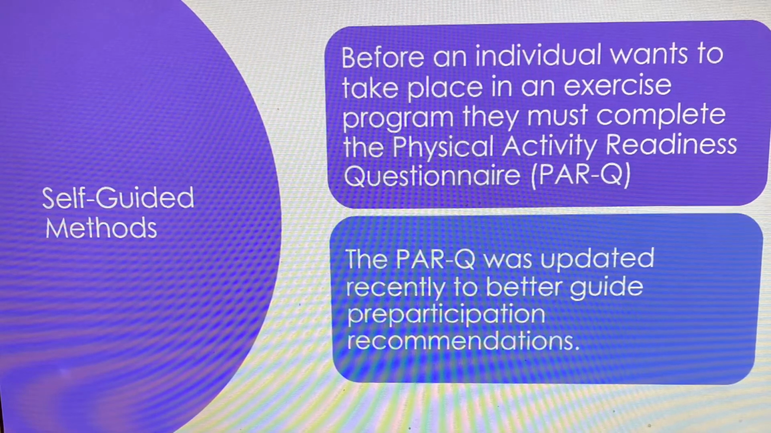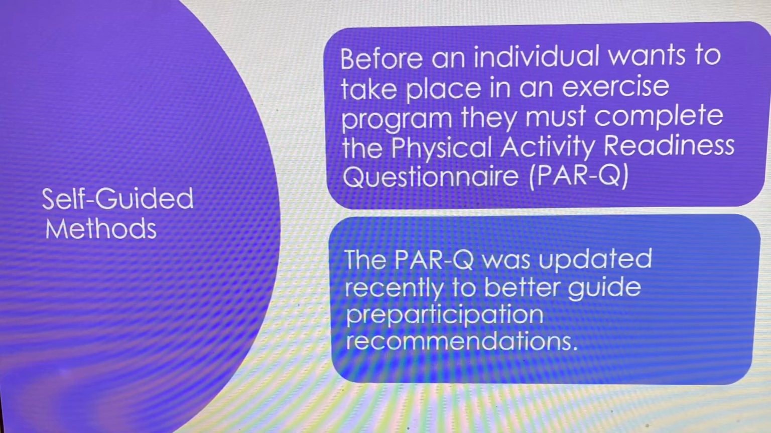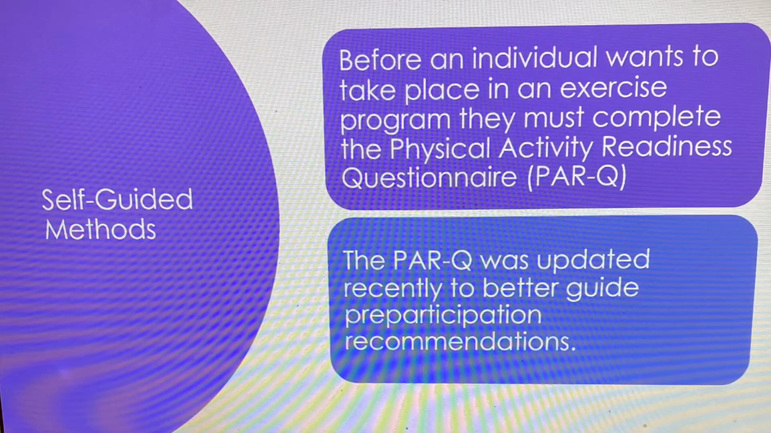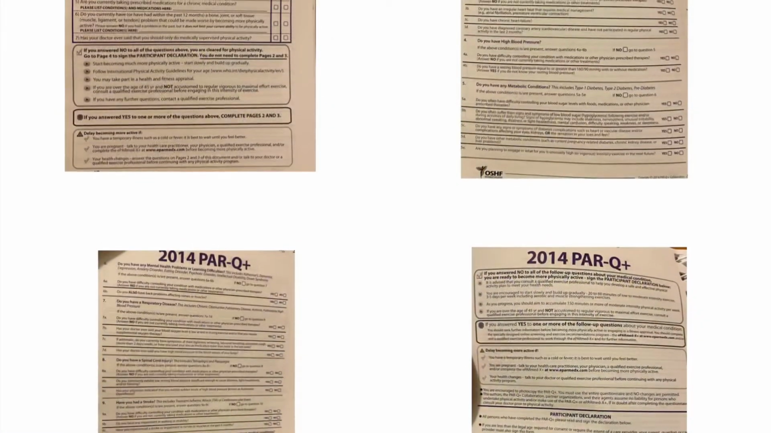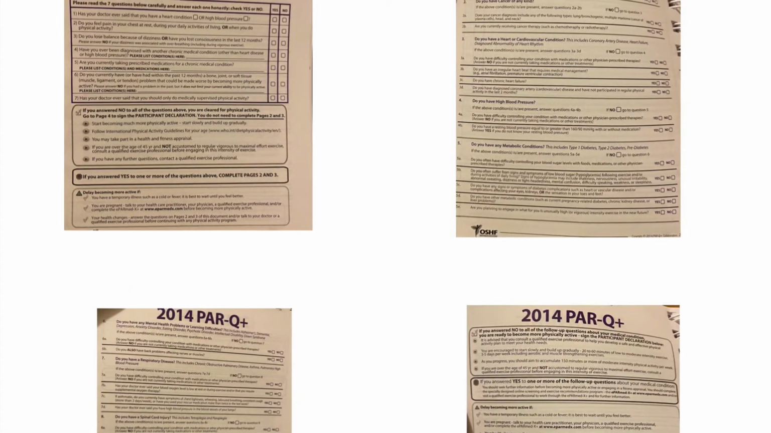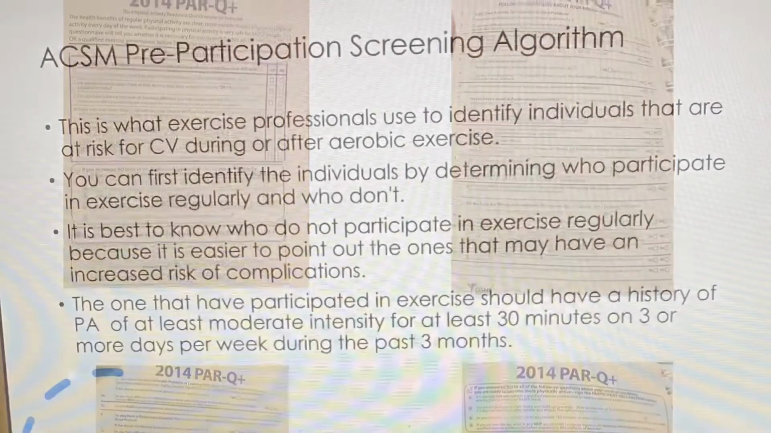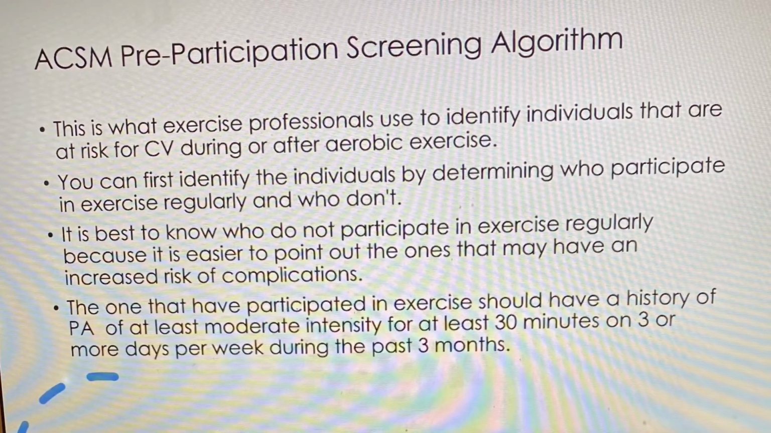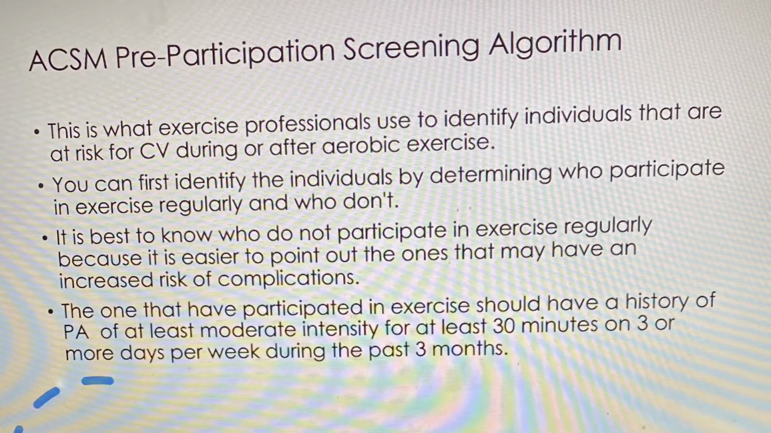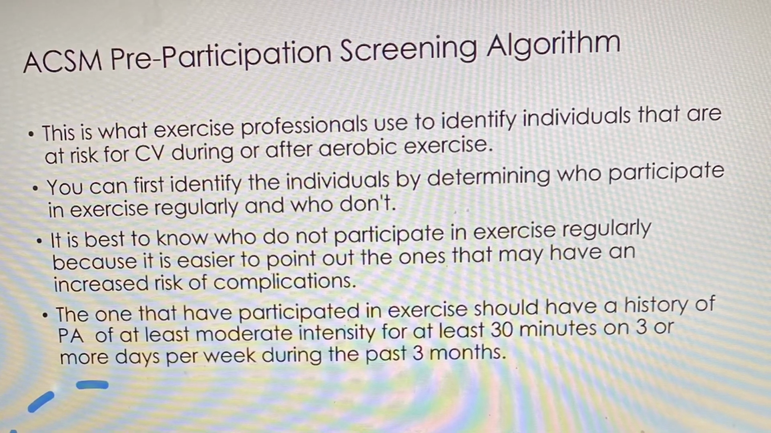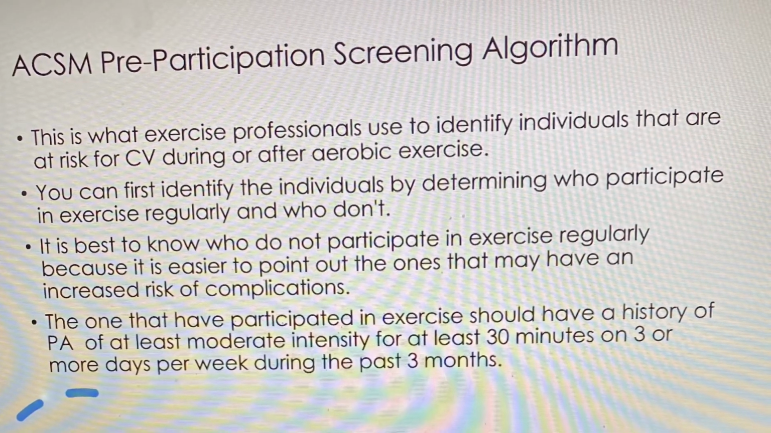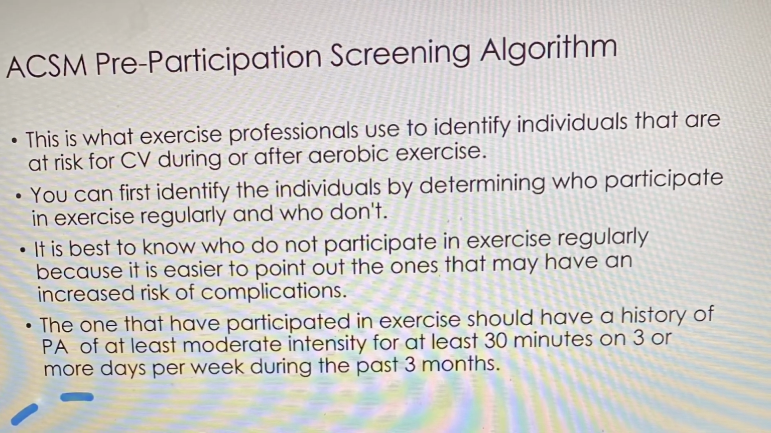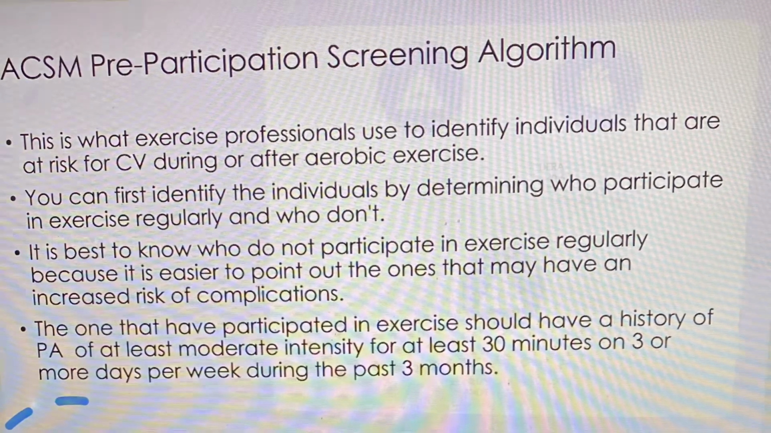Self-guided methods is basically the PAR-Q, which is used as a self-guided exercise participation screening tool for professionals that may want additional screening notes. This is what exercise professionals use to identify individuals that are at risk for cardiovascular disease during or after aerobic exercise. For starters, you can identify the individuals by determining who participates in exercise regularly and who doesn't.